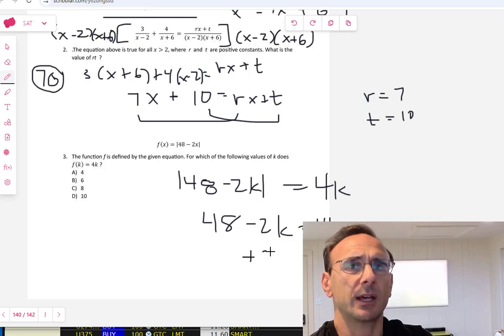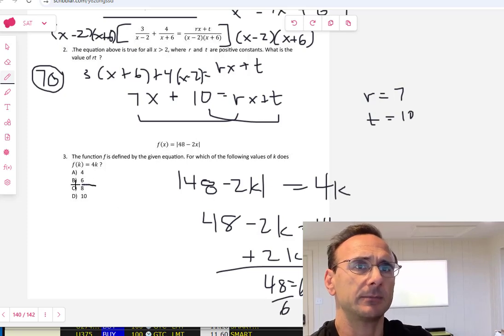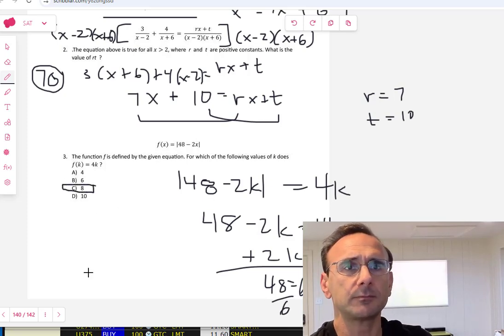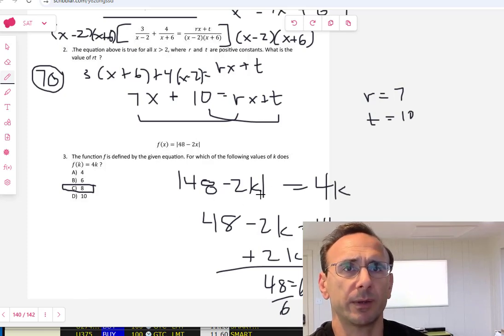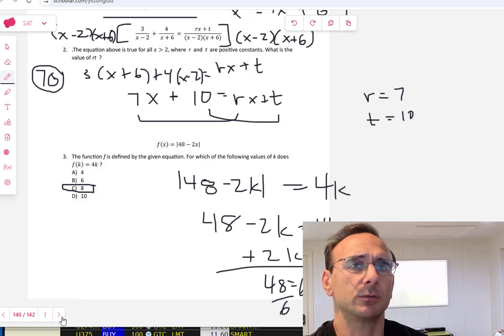And then we add the 2k over. 48 equals 6k, divide by 6. K is 8. There is another solution when we flip the sign, but we don't need to.